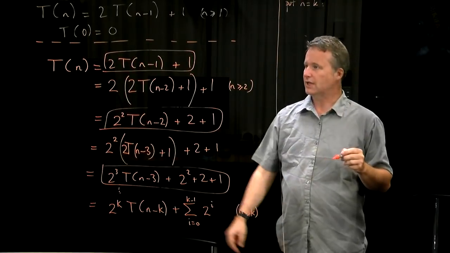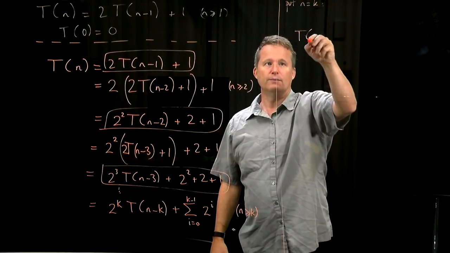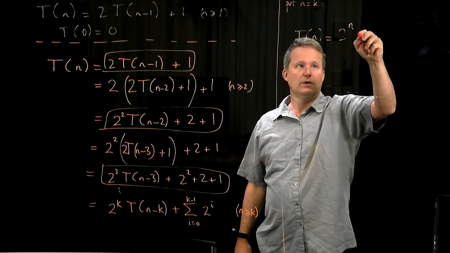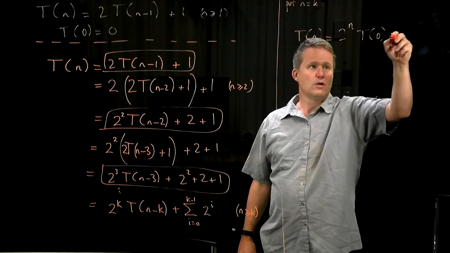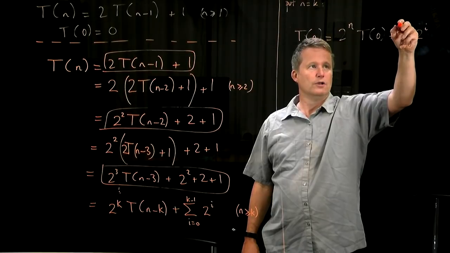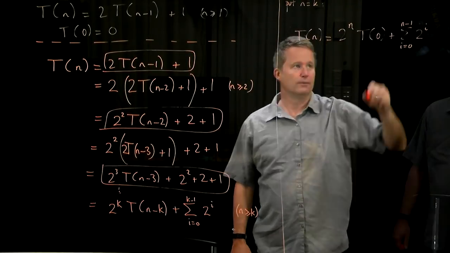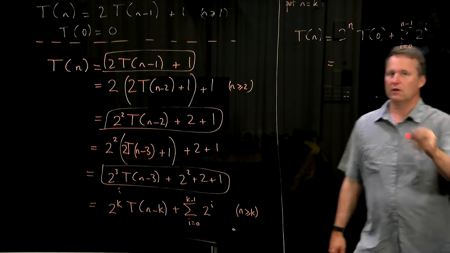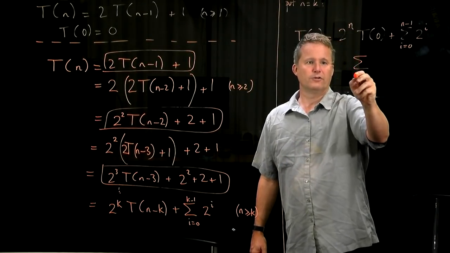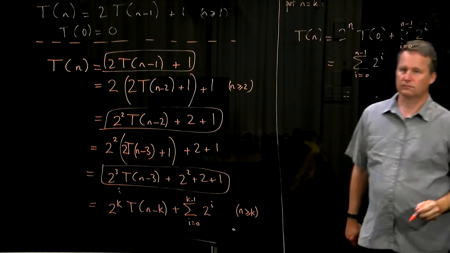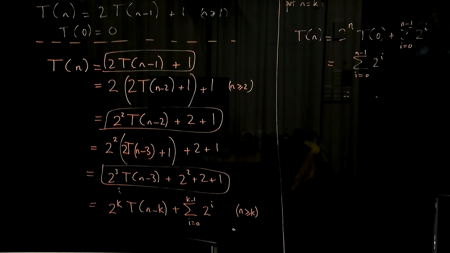And putting n equals k over here, I get T of n is 2 to the n T of 0 plus the sum of 2 to the i, i is 0 to n minus 1. Now since T of 0 is equal to 0, I drop that first term and I simply have this sum. Now that's a different formula from what we got before, but it is an explicit formula.